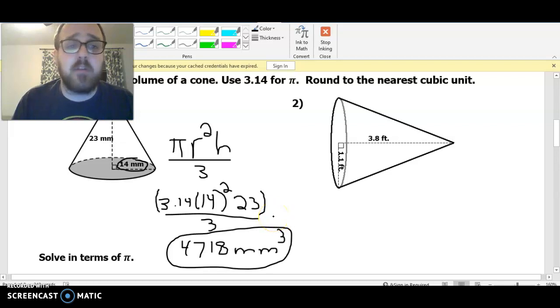It should be very similar to the cone. So basically, you just do the same thing and divide it by 3. Okay, so find that radius, find the height, plug them in, there's your answer.